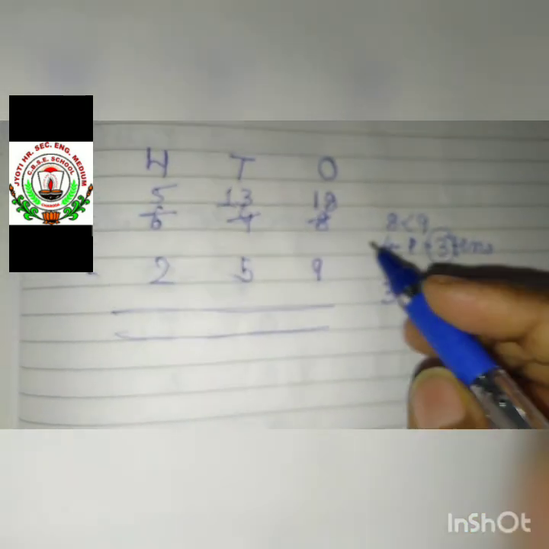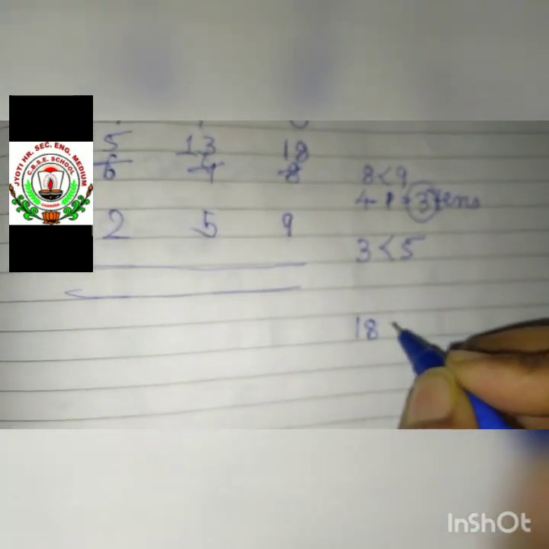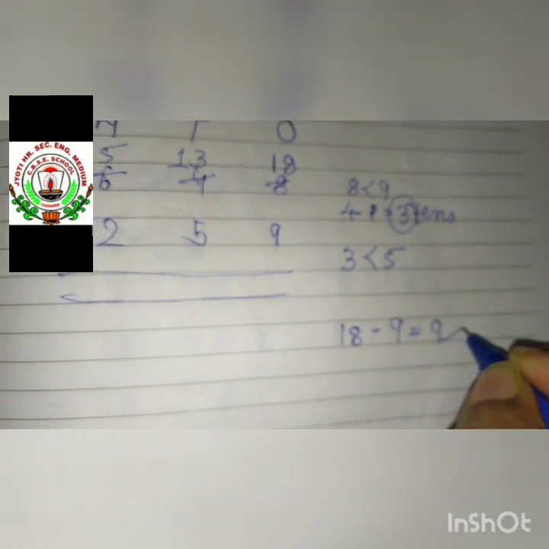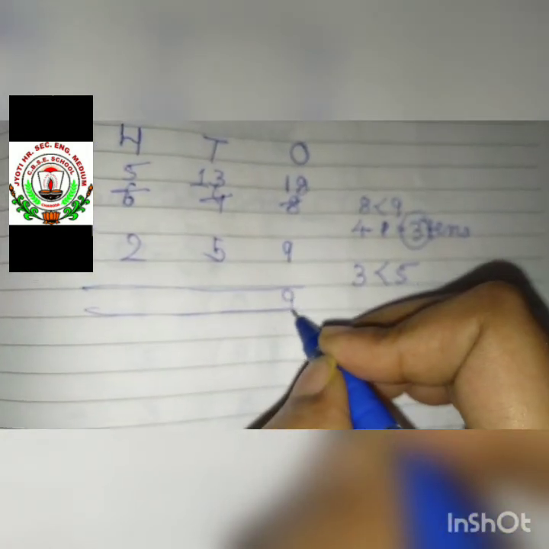We have to see 5, 13 and 18. Like this we have to solve. Let us see 18 minus 9. If we do, how much will we get? 9. So this 9 will come under the ones column. We have to write it like this.